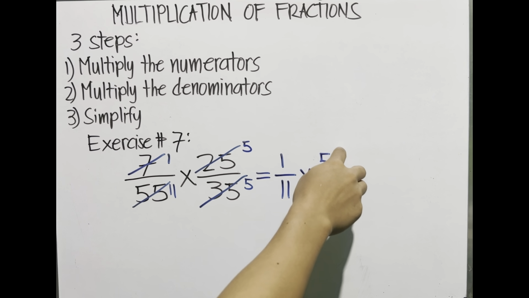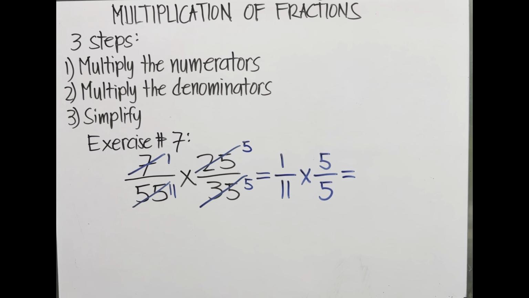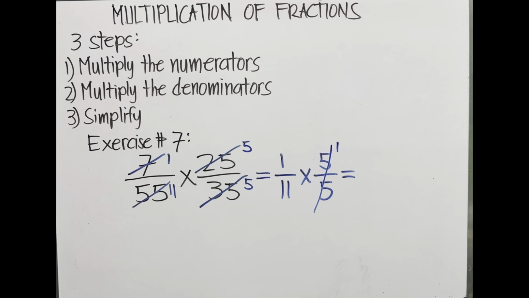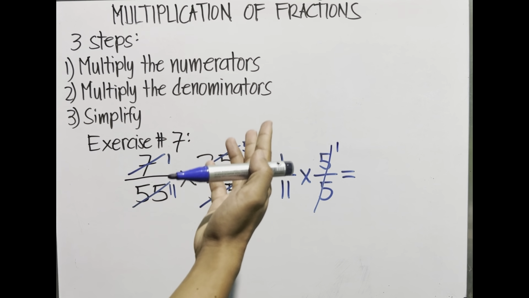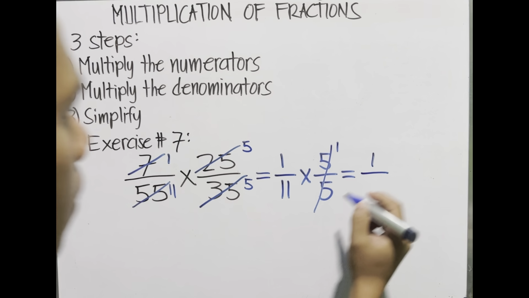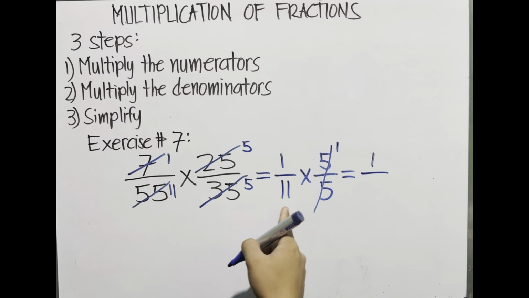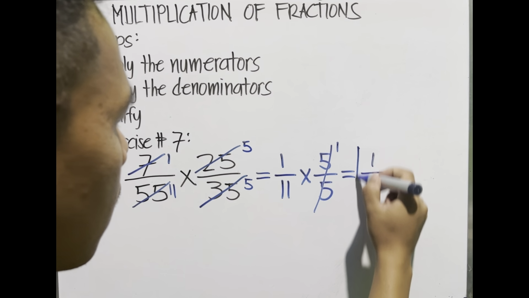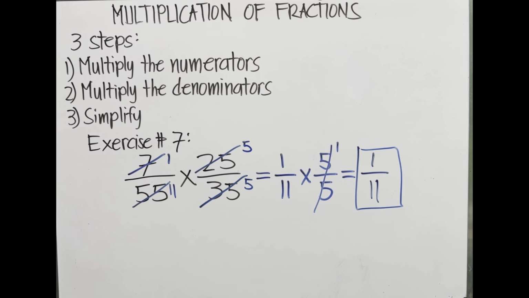So, ito 5 tsaka 5 is 1. 5 divided by 5 is 1. So, pwede natin i-cancel out yan. 1 na lang. So, ngayon, i-apply na natin yung 3 steps. 1 times 1, that is 1. 11 times 1, that is 11. So, yan na lang ang natira. 1 over 11.